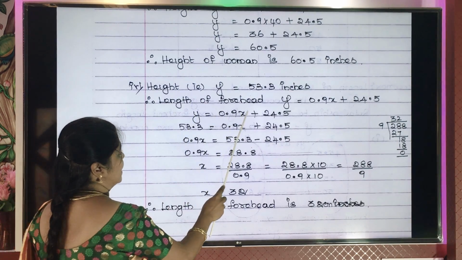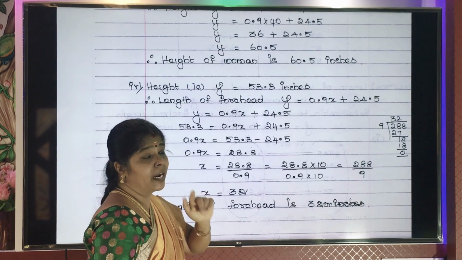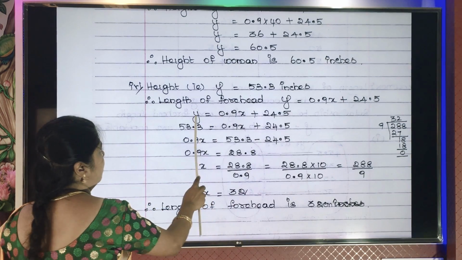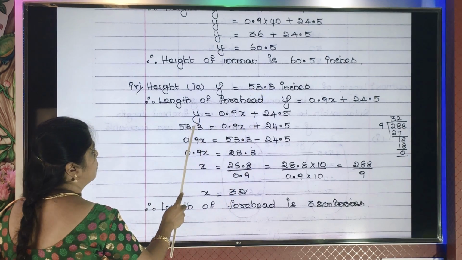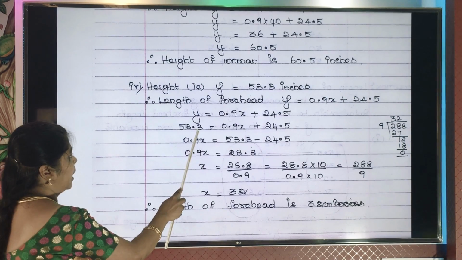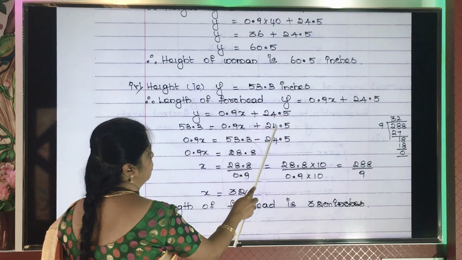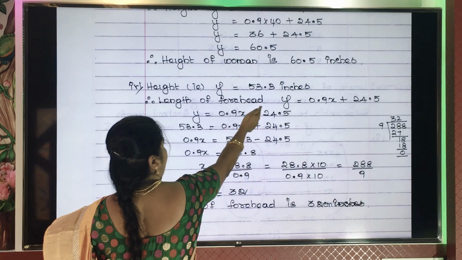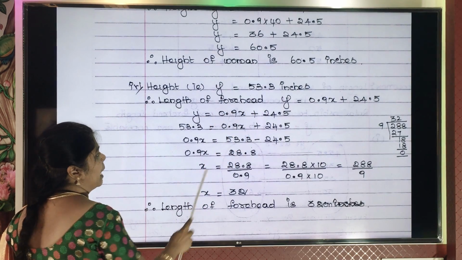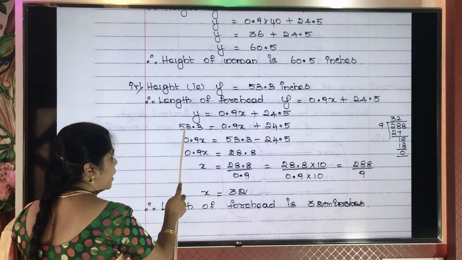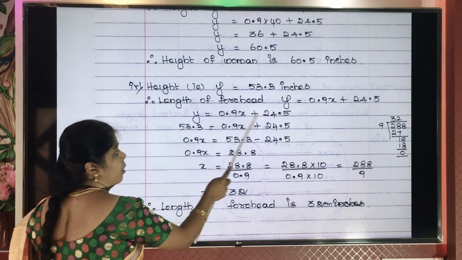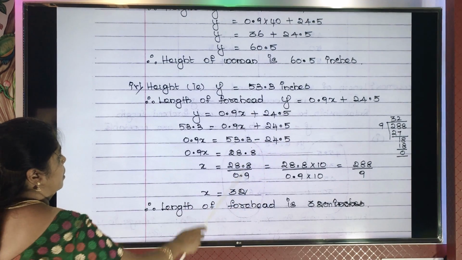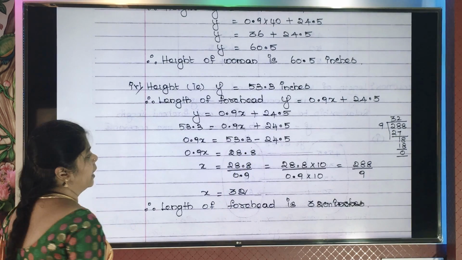Now, x is not given, children. We are supposed to find x. y is given. The height of the woman is given in inches. So in the place of y, I will substitute 53.3. So 53.3 equal to 0.9x plus 24.5. Keep 0.9x here and bring this 24.5 to the other side. So what will happen? 0.9x equal to, already 53.3 is here. Now, when this goes to the other side, it becomes minus 24.5. When you subtract, the answer is 28.9.